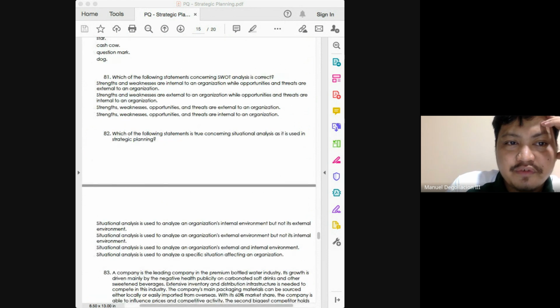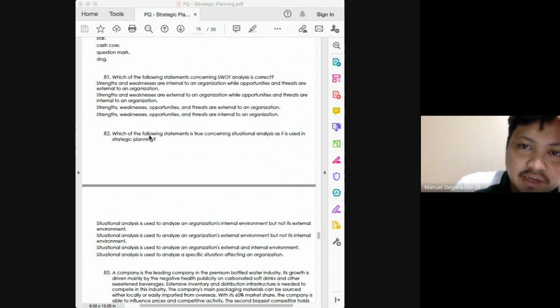Next, 81. Which of the following statements concerning SWOT analysis is correct? The answer here would be letter A. Strengths and weaknesses are internal to an organization, while opportunities and threats are external to an organization. You should know this already.